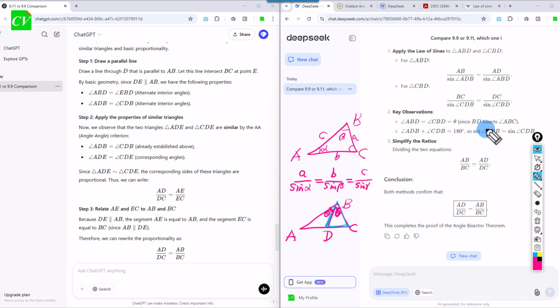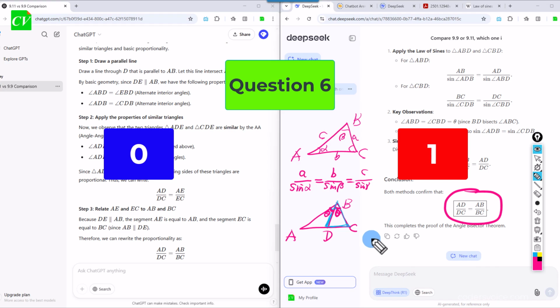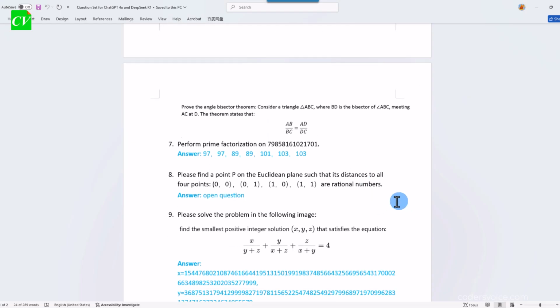So DeepSeek uses exactly the same technique here. So this proof is perfectly fine. So this proof is correct. So for this question, DeepSeek will get 1 point. Okay, let's take a look at the next question. Perform the prime factorization on this number.